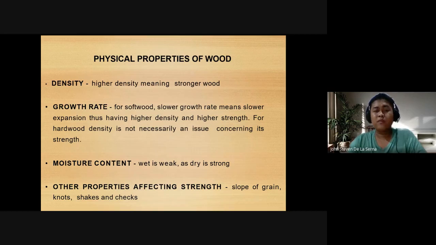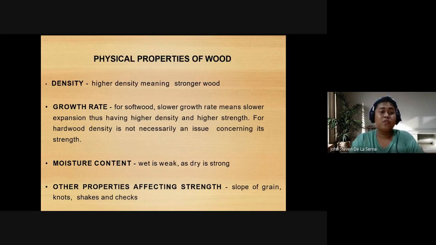So the physical properties of wood: density, growth rate, moisture content, and other properties affecting strength. Density: basically, higher density means stronger wood. Growth rate, moisture content: when the wood is wet, it is weak. When the wood is dry, it is strong. Properties affecting strength: slope of grain, knots, shakes, and checks.